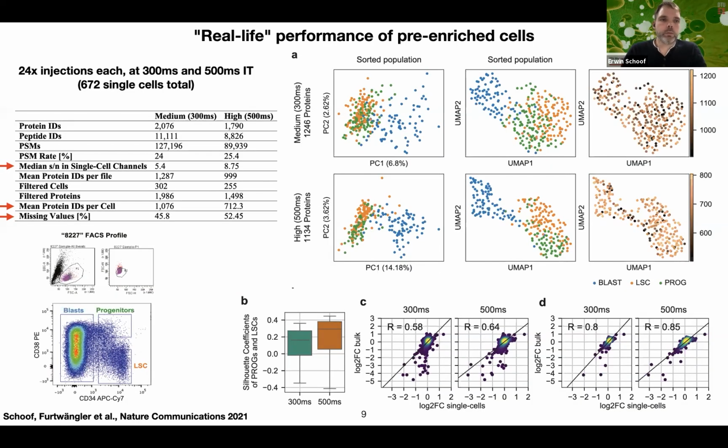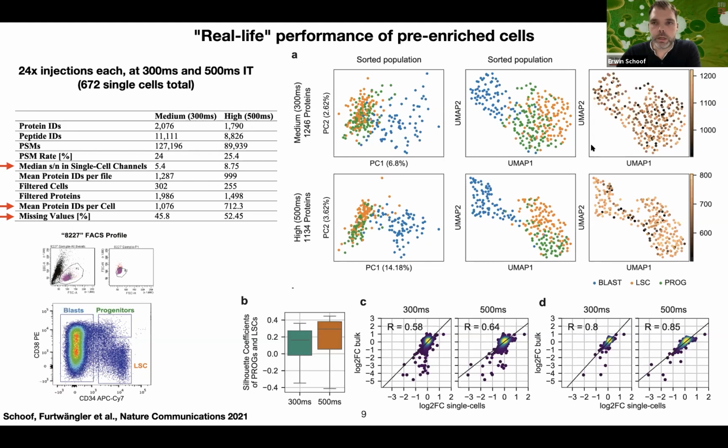So at the beginning of these experiments, we weren't quite sure how to analyze this and whether we could extract biological meaning from this. So we decided to run 2 384 well plates at 2 different mass spec settings. One using 300 millisecond injection time and the other using an even higher 500 milliseconds. To then ask, if we sort LSC, progenitor, and blast, can we afterwards, using the proteomics data, separate out these cell populations? In terms of IDs, we get about 1,000 proteins per cell in the 300 millisecond and about 700 proteins per cell in the high data set.